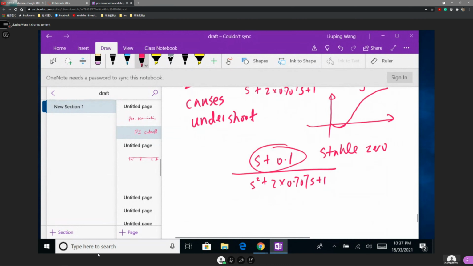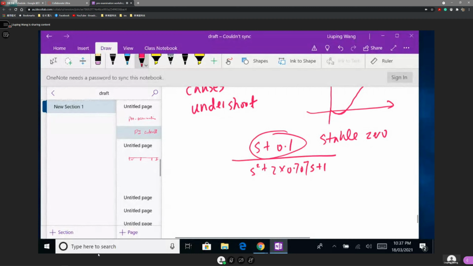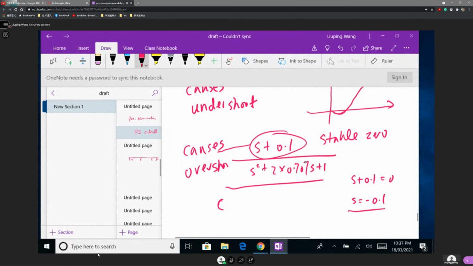So this means that if I set s plus 0.1 equal to 0, then I get s equal to minus 0.1. So it's a stable zero. This one is called overshoot. This causes overshoot. Okay.